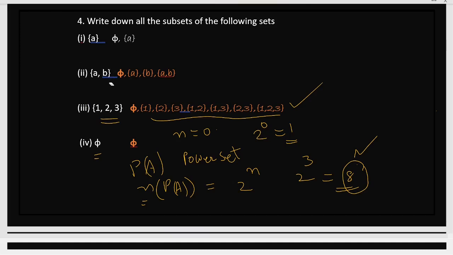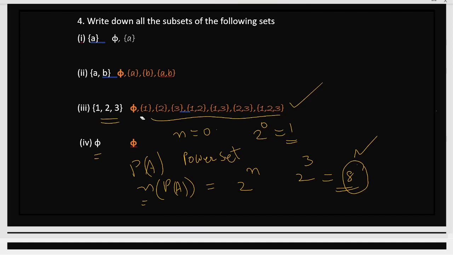Second one, {A, B}. What are the possible subsets? The null set, {A}, {B} and {A, B}. See, two elements are there, so 4 subsets are there. The third one, {1, 2, 3}. What are the possible subsets for this? The null set, {1}, {2}, {3}, {1, 2}, {1, 3}, {2, 3}, {1, 2, 3}.